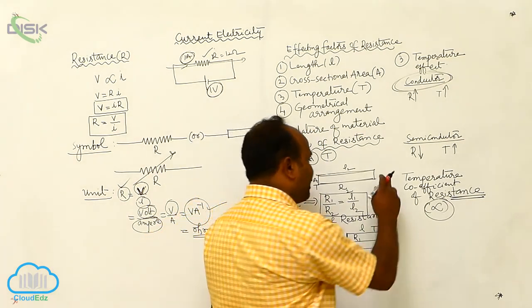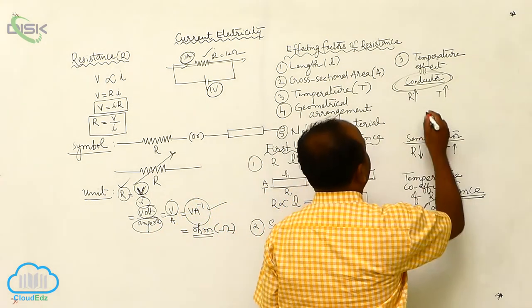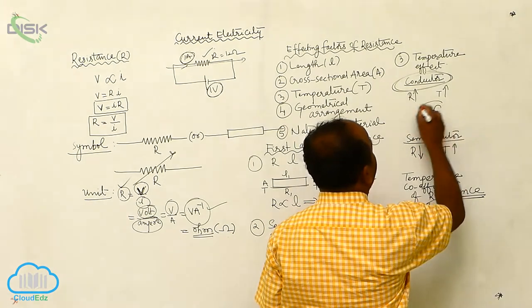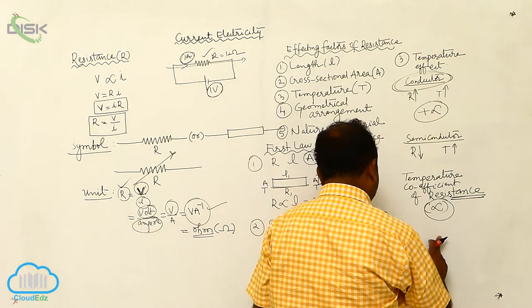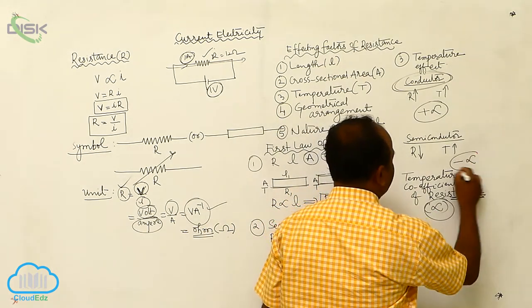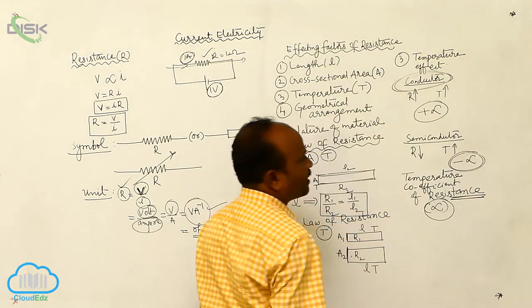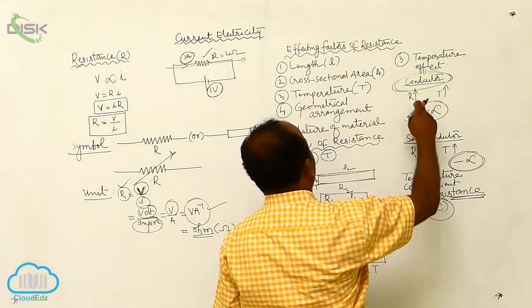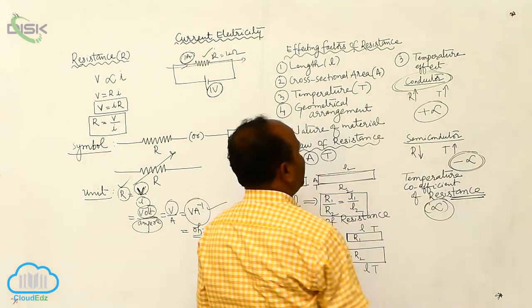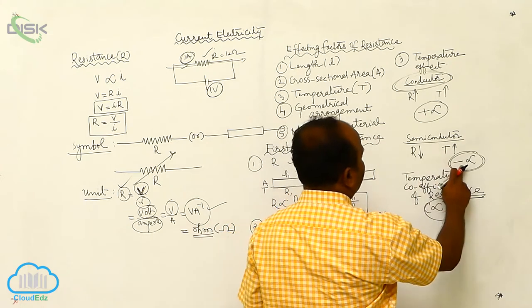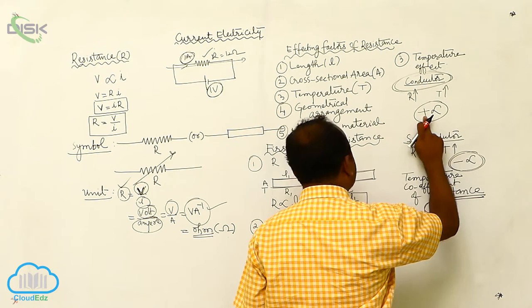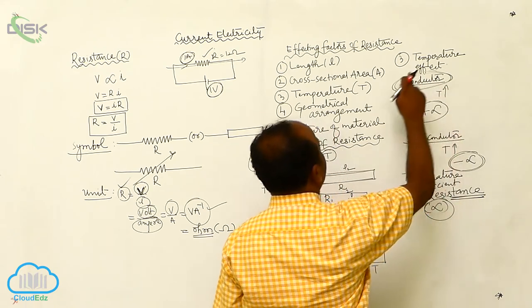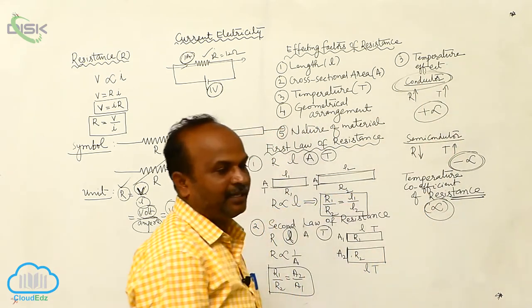Now, this temperature coefficient of resistance is positive in the case of conductors. Thus, temperature coefficient of resistance is negative in the case of semiconductors. That means, whenever it is positive, as the temperature is increased, resistance is also increased.